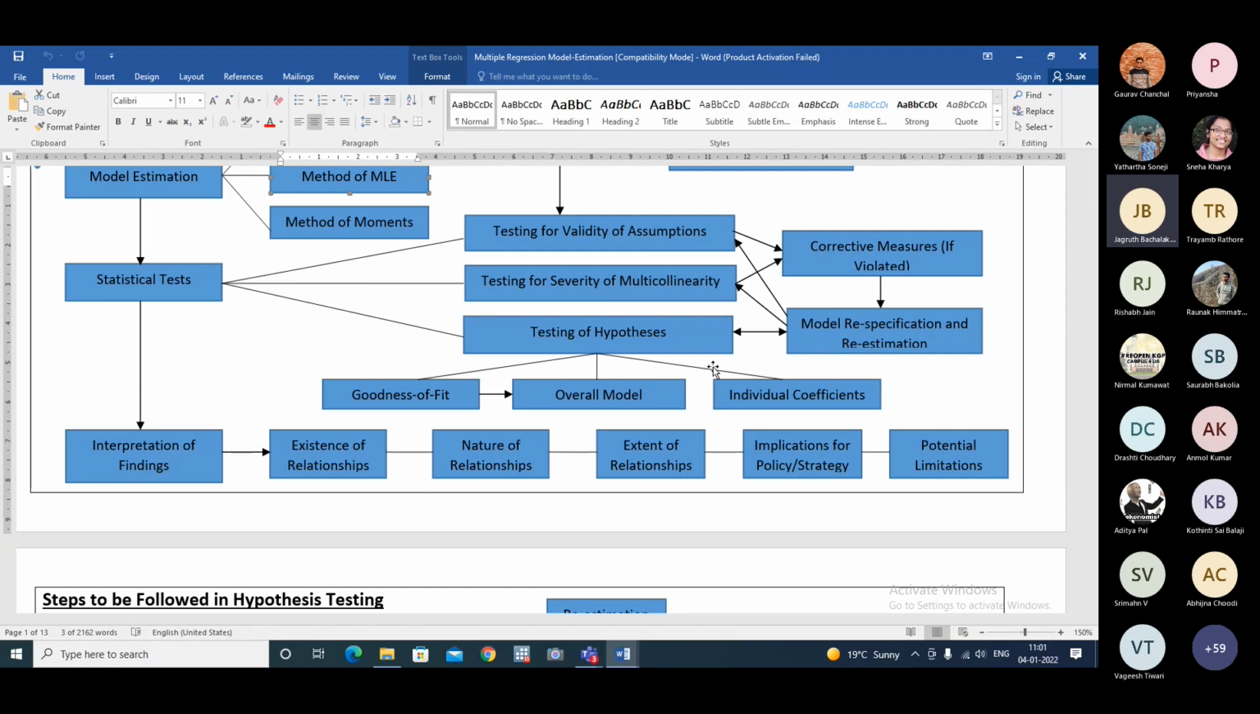Now, while discussing the results, particularly in terms of testing of hypothesis and the interpretation of the findings, these two components I'm talking about, three things are very, very important. One is if there is any relationship at all, then what is the nature of the relationship and what is the extent of relationship? Because based on these three, subsequently we will be drawing some implications for policies and strategies.